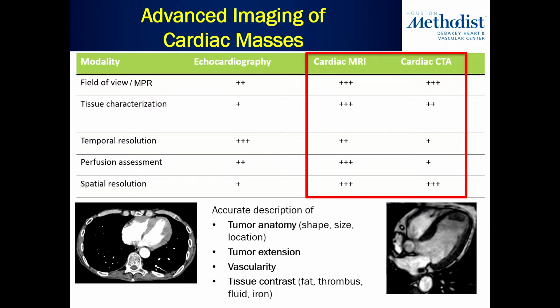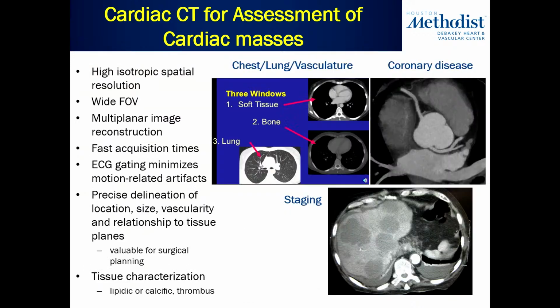The tumor anatomy, its shape, its size, its location, whether it's invading tissues, because this becomes very important for surgical staging, whether it's extended and where it's extended to or where it's extended from, how vascular it is. With these techniques you'll see we can figure out basic tissue contrast. So let's begin with CT before we get to some of the other modalities.